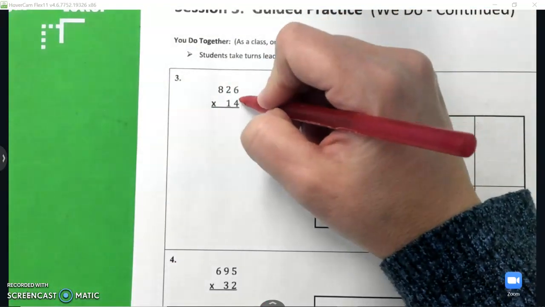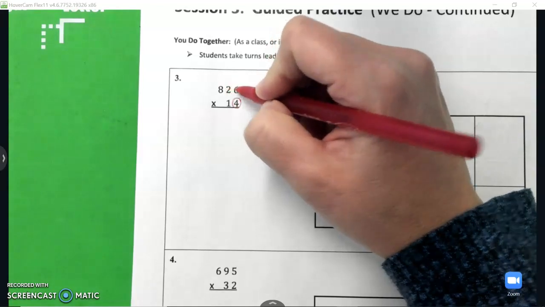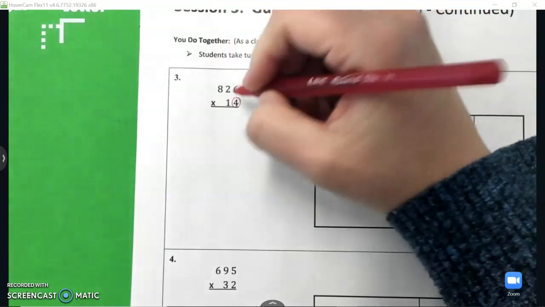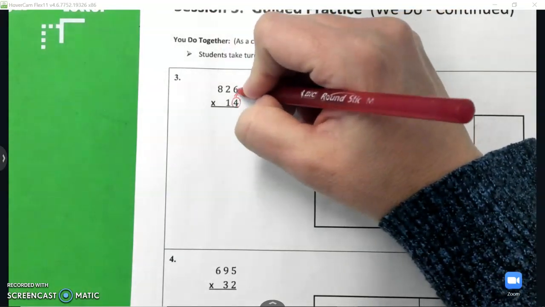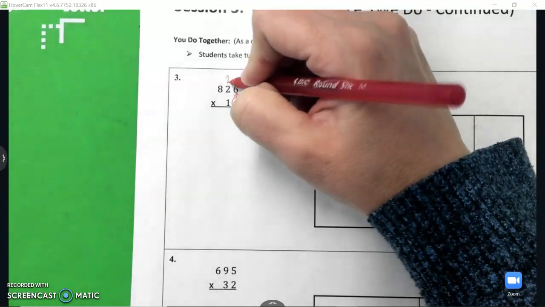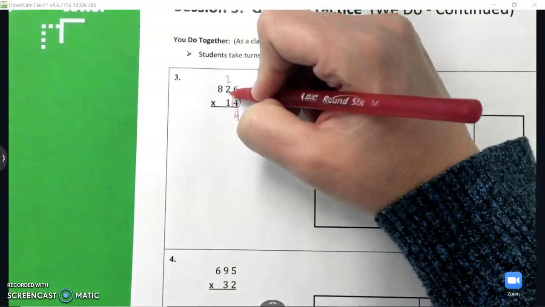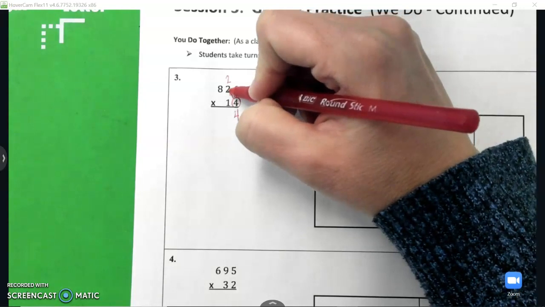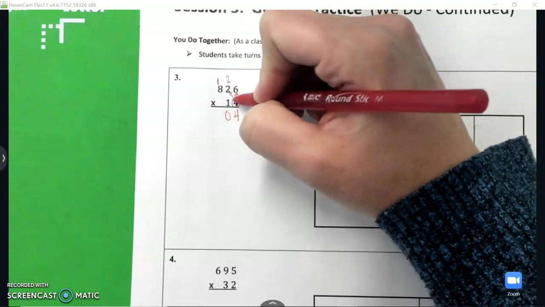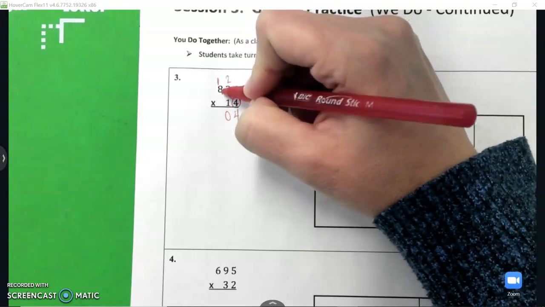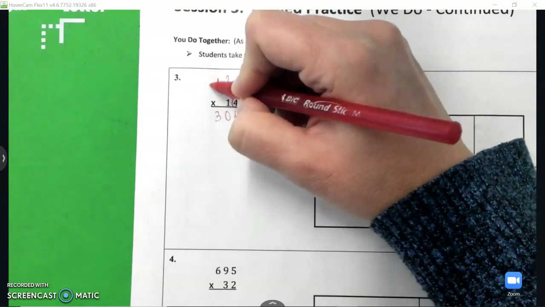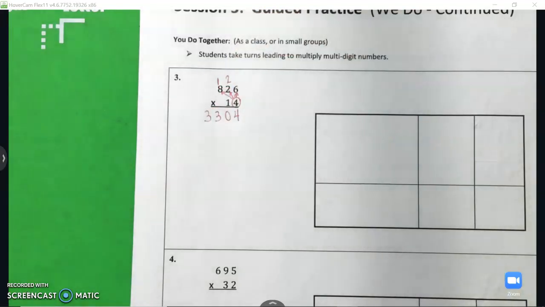I start with my 4, 826 times 14. I'm going to start multiplying with my 4 in the ones digit. 4 times 6, 24. 4 times 2 is 8, plus 2 is going to be 10. 4 times 8 is 32, 33. Don't have another digit, so the other 3 can go right there.